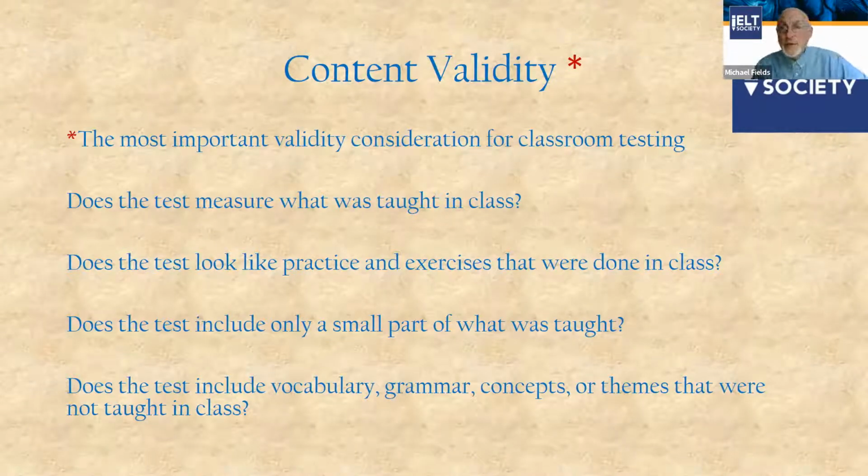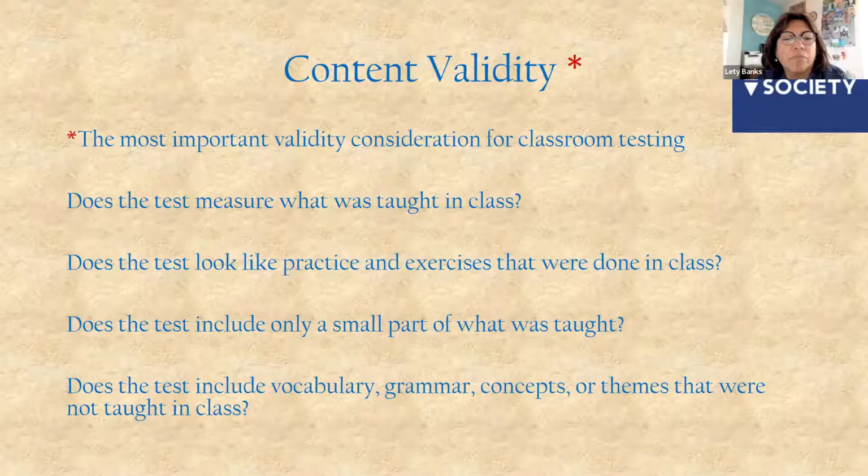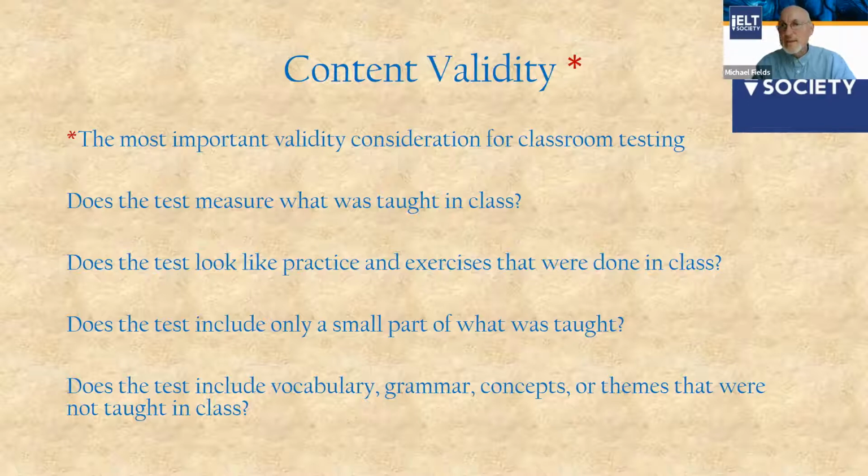Again, does the test include only a small part of what was taught? That goes back to construct underrepresentation. And does the test include vocabulary, grammar concepts that were not taught in class? Are you suddenly bringing in something that was never taught in class before? That would be an example of construct relevant variance. And it's also a big threat to content validity, if you give them new content on a test that they have not seen in class.